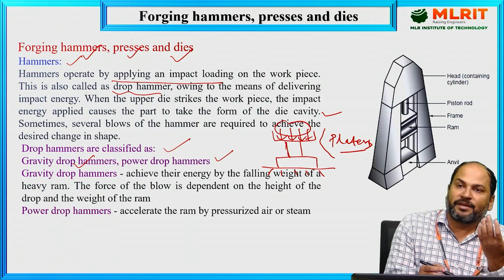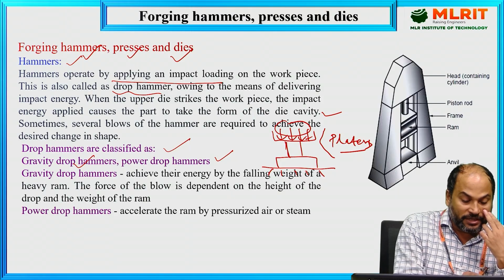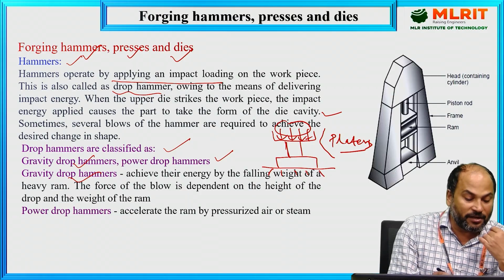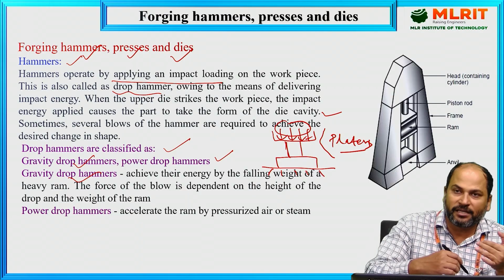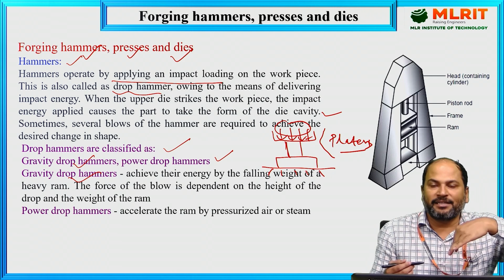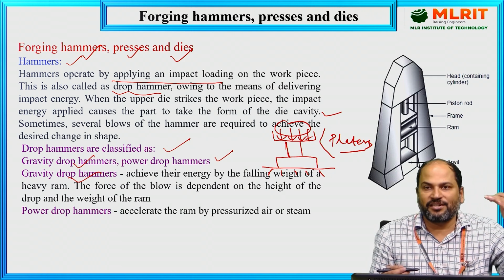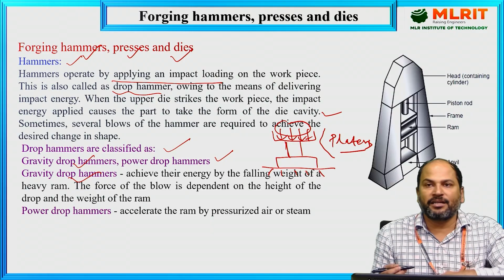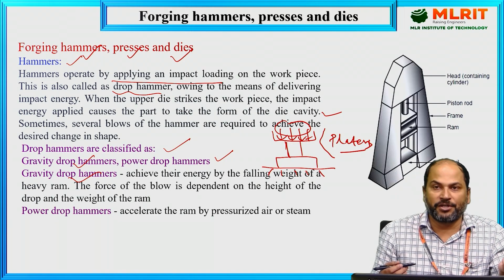And another type is the power hammer. Gravity drop hammer means the energy comes from the falling weight of a heavy ram. Yeah, it is falling, some weight is there at a particular height, it has potential energy, and it is falling down. So whatever potential energy is there will be converted into kinetic energy, and that kinetic energy will be used to deform the material.